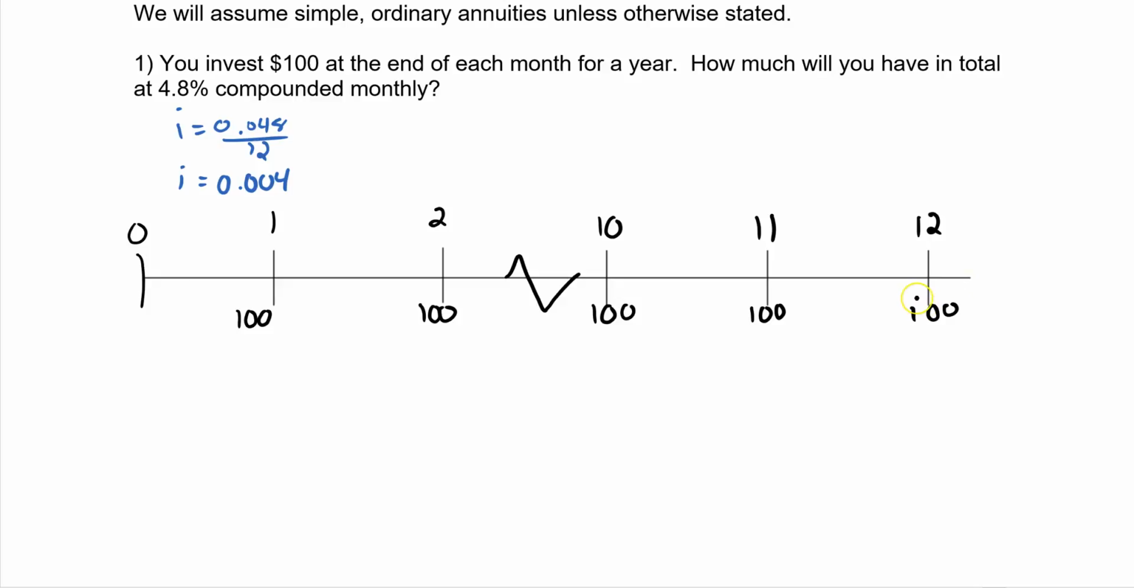Now, here's the thing. All of these sums of $100 will be earning interest. When you invest this $100 in January, it earns interest throughout the year. Same thing with the $100 in February, it earns interest. The only one that does not earn interest is this very last one. It's being deposited at the end of December, so it's not going to earn any interest that year. But the one in November will be earning interest, and it's only going to earn interest for 1 month, so it'll be multiplied by 1.004. The previous one, in October, will earn interest at the end of November and at the end of December. So it earns interest for 2 months.